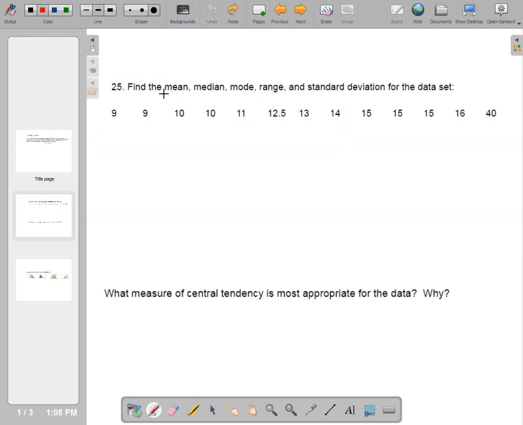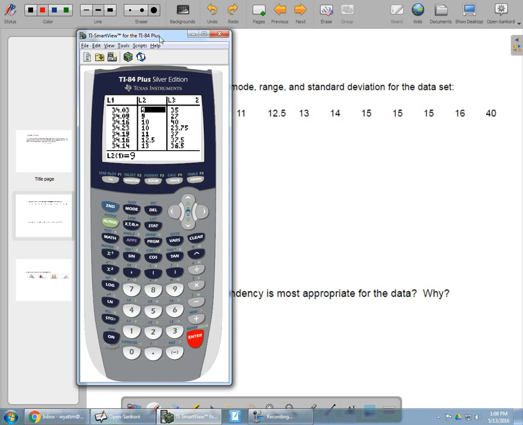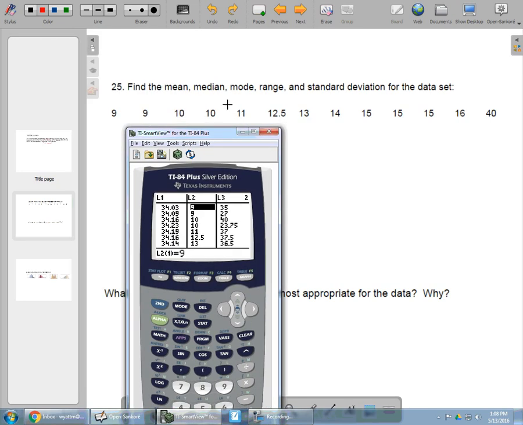Second question says find the mean, median, mode, range, and standard deviation. So the first thing you should do is, on your calculator, go to Stat, Edit, and let's type in all this data. Now I'm typing it in L2, so 9, 9, 10, 10, 11, and I went all the way down for a total of, how many is that? 3, 6, 9, 12, 13 of them.